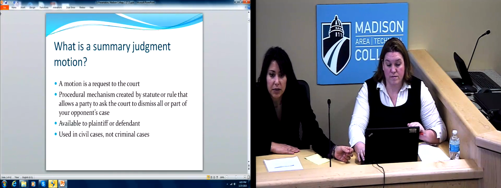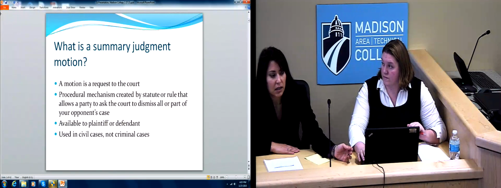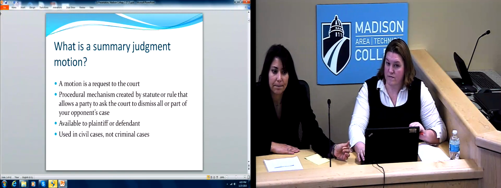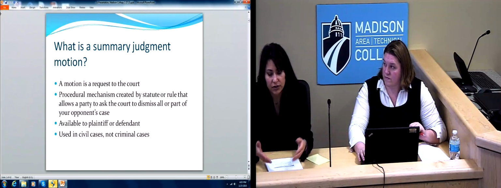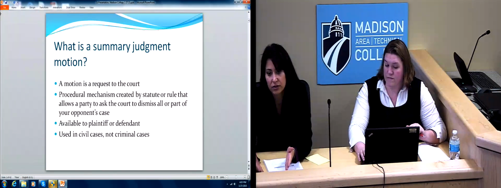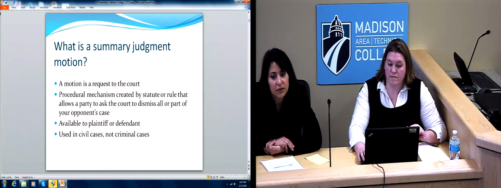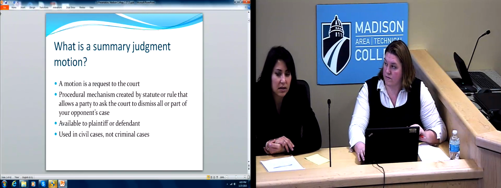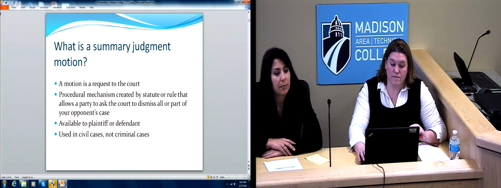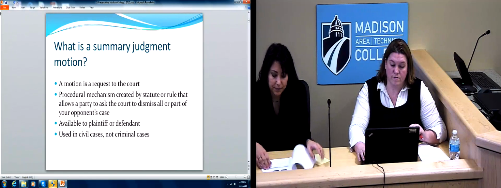And in terms of summary judgment, it's a request that the court dismiss all or part of your opponent's case. It's a procedural mechanism, which means that in the course of a lawsuit, you are allowed to ask the court at a certain time to dismiss all or part of the opponent's case. The authority for summary judgment in state court, at least in Wisconsin, is found in the Wisconsin statutes, and in federal court, it's found in the Federal Rules of Civil Procedure. Both plaintiffs and defendants can use summary judgment, and it's only available in civil cases. It's not something that's used in criminal cases.